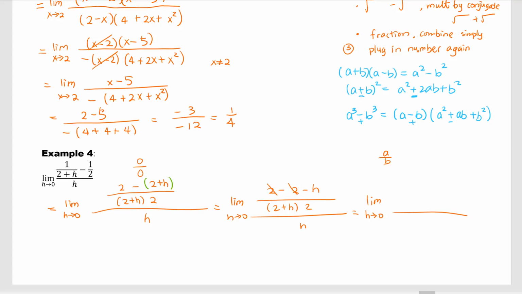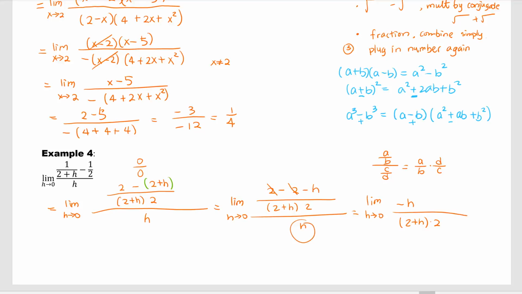Remember a over b over c over d? If you see a fraction in a fraction, what do you do? It's the same as multiplying by the reciprocal, d over c. So, is negative h on top or bottom? On top. 2 plus h, top or bottom? Bottom. 2, top or bottom? Bottom.